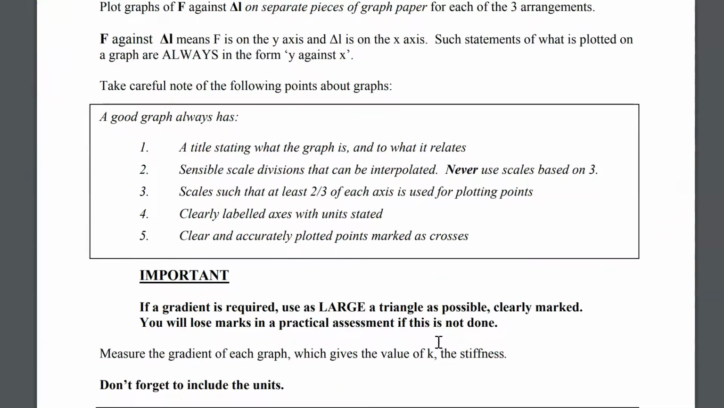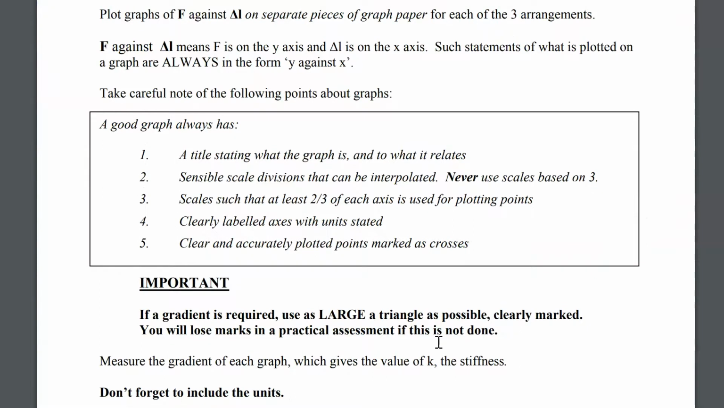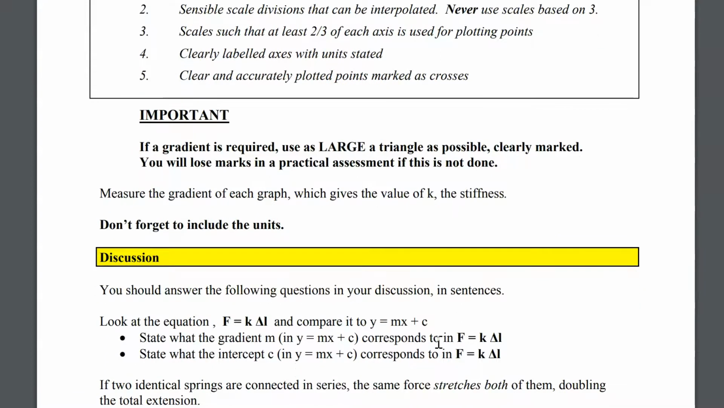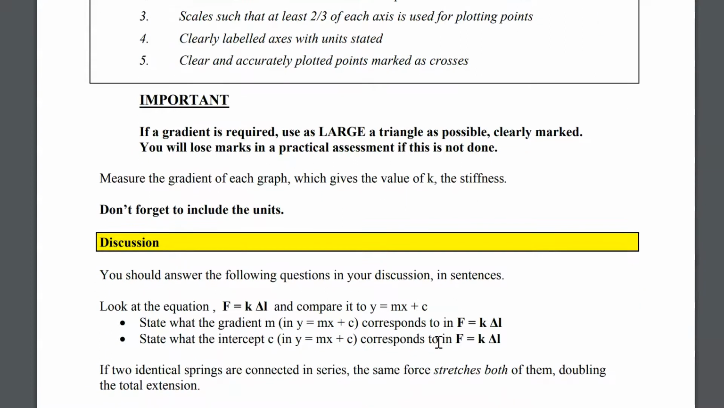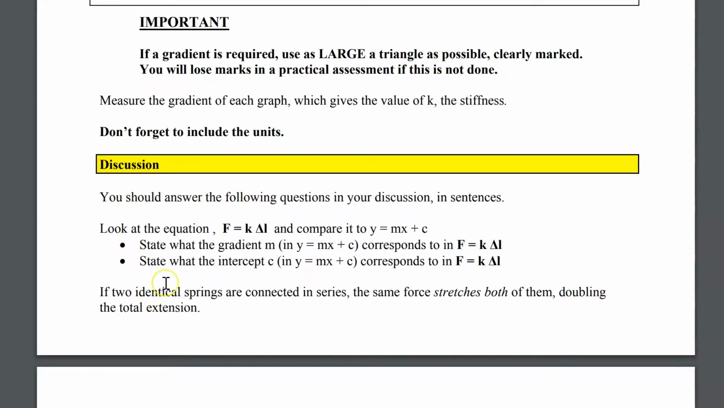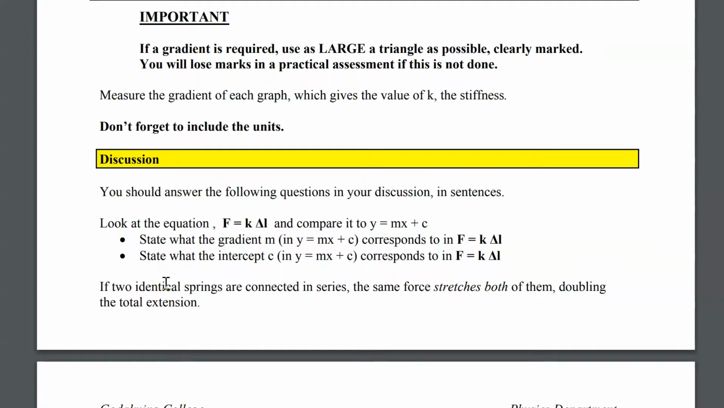So once you've done the graphs and done the gradient calculations, that is all of the formal analysis that's required for this experiment. But what we've done is we've added in something to try and make you think about it a little bit more. And we've got a series of questions, and for each of the bullet points, you need to make a comment in your lab book.